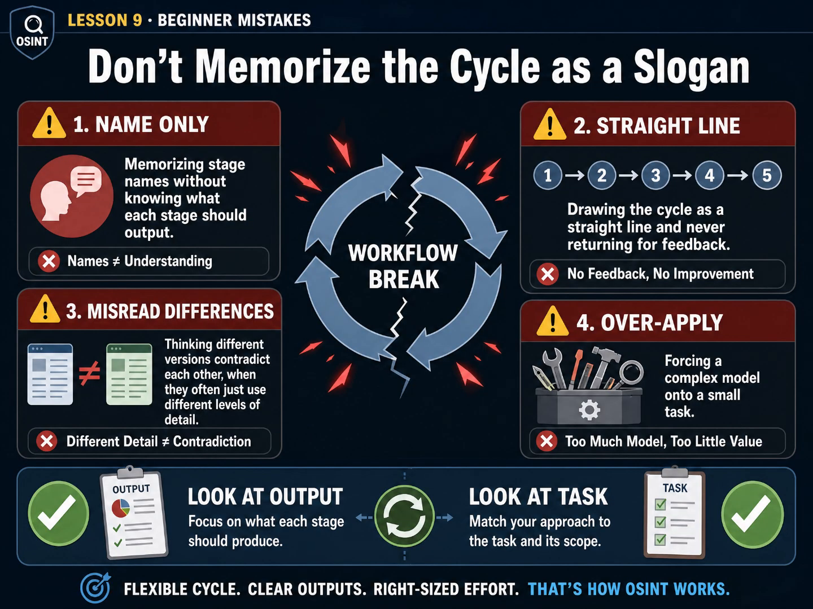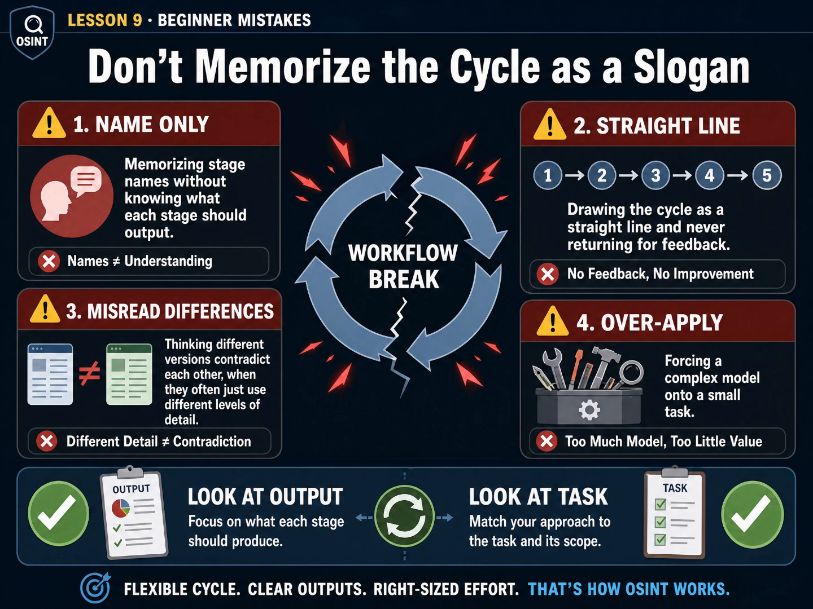A common mistake is memorizing the cycle as a slogan. Someone may be able to repeat planning, collection, processing, analysis, dissemination, but if you ask what each stage should leave behind, the answer becomes vague. Another mistake is treating the cycle as a straight line. You deliver a report, close the file, and never ask whether the reader's question was answered. That removes one of the most important parts of intelligence work: feedback.